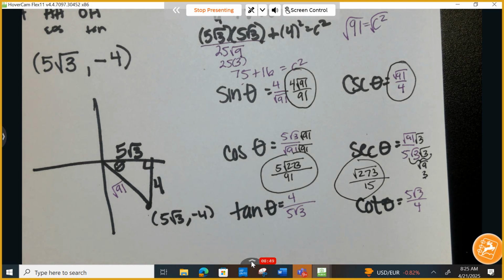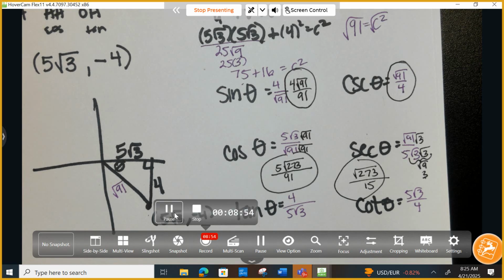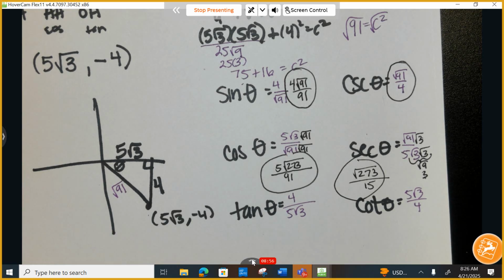Within your groups right now, I'm going to press pause. I want you to do tangent and cotangent, and everybody must be working in front of me at this time, and I'm going to keep moving forward.